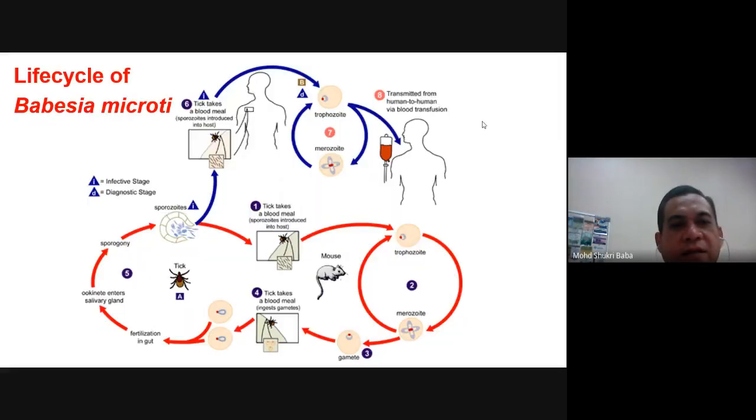So the life cycle, I think, is very straightforward, just refer to your handout. But what I want to tell you here is that the tick takes a blood meal and releases sporozoites into the host. The sporozoites will become merozoites.